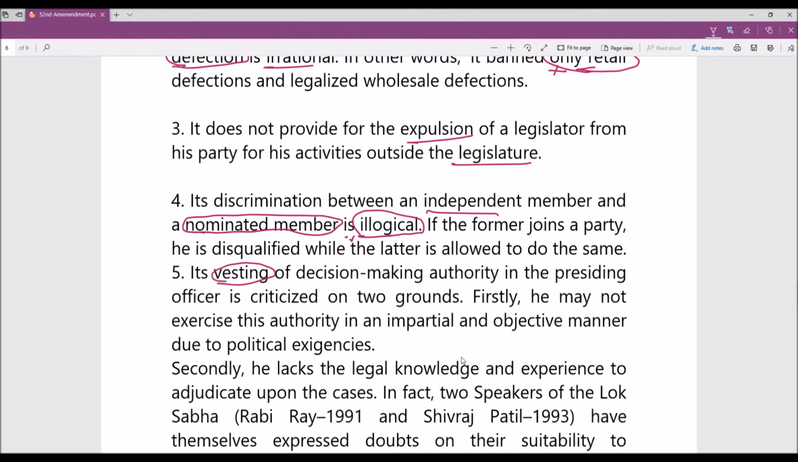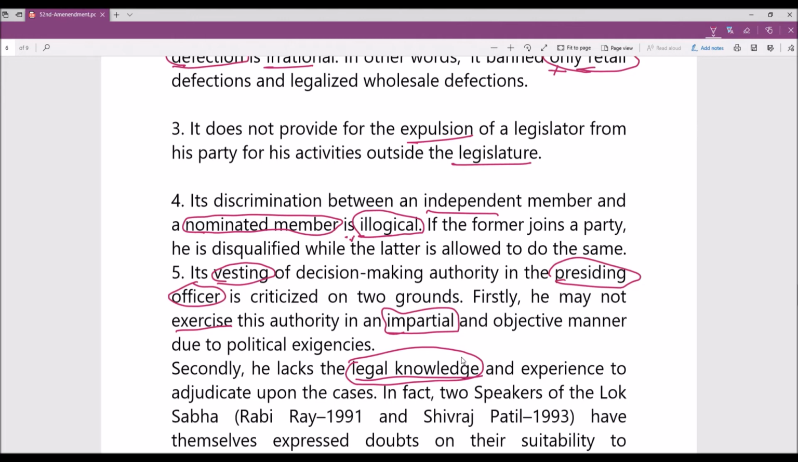So the presiding officer is deciding whether a member is qualified or disqualified, but the presiding officer already belongs to the majority party. So it is criticized on two grounds. Firstly, he may not exercise this duty impartially because he is also a member of a party. How can you expect him to be impartial? Second, he may not be a legal expert, so how is his decision valid? So this is what the criticism is about: the presiding officer decides whether a member is disqualified or not, and he is also not a legal expert, plus he is a member of the majority party.